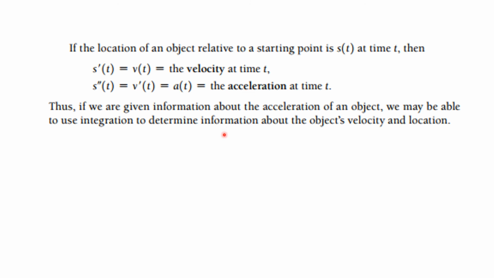Now, tying this back to something we've talked about before, if the location of an object relative to a starting point is s of t at time t, then the derivative with respect to time, s prime of t, is the velocity at time t. And if we take the second derivative of s with respect to t, that's the derivative of the velocity, and that's the acceleration a of t at time t. So if we are given information about the acceleration of an object, we may be able to use integration to determine information about its velocity and its location. These were the initial value problems that we talked about when we were doing antiderivatives in section 4.1.